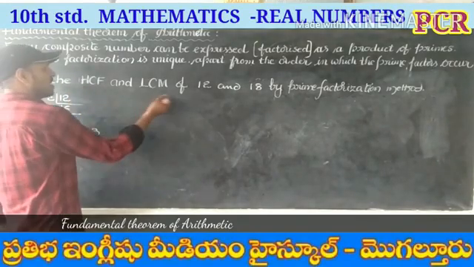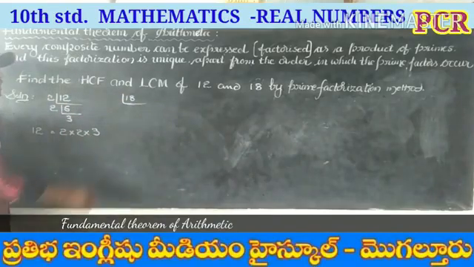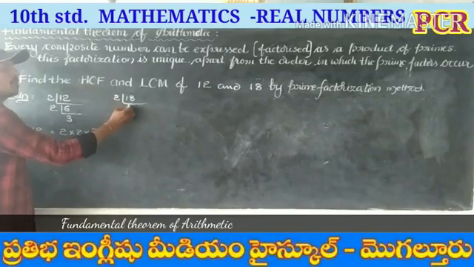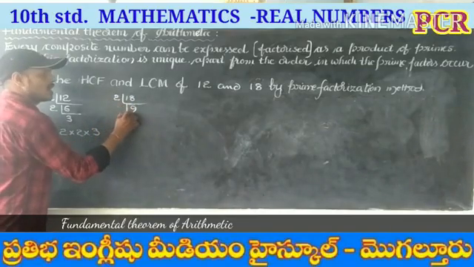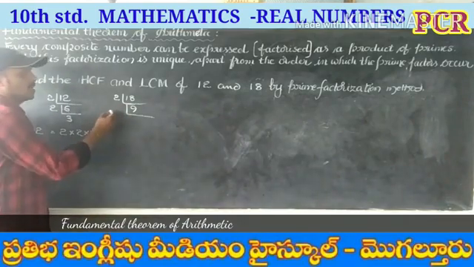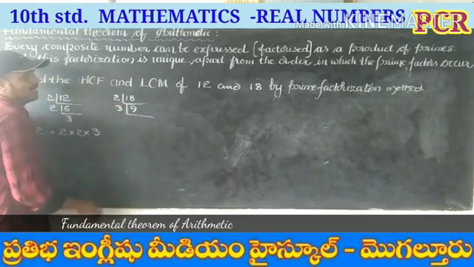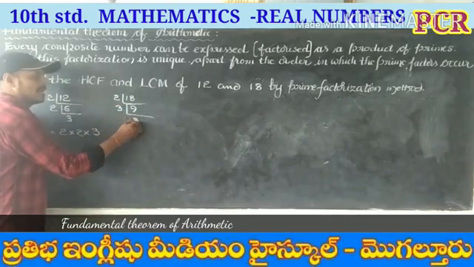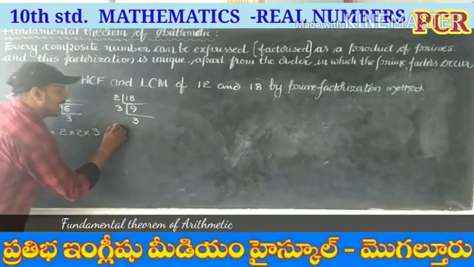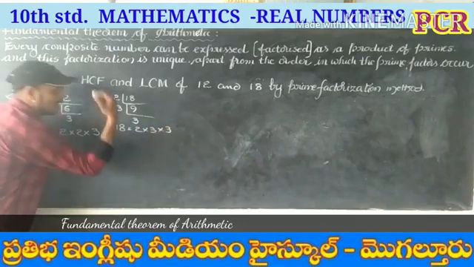And the prime factorization of 18. First 2. Yes, 18 is divisible by 2. How many times? 9 times. Is 9 divisible by 2? No, because 9 is an odd number. That's why next prime number 3. 3, how many times? 3 times. So again this is a prime number, no need to go further. So 18 is equal to 2 into 3 into 3.